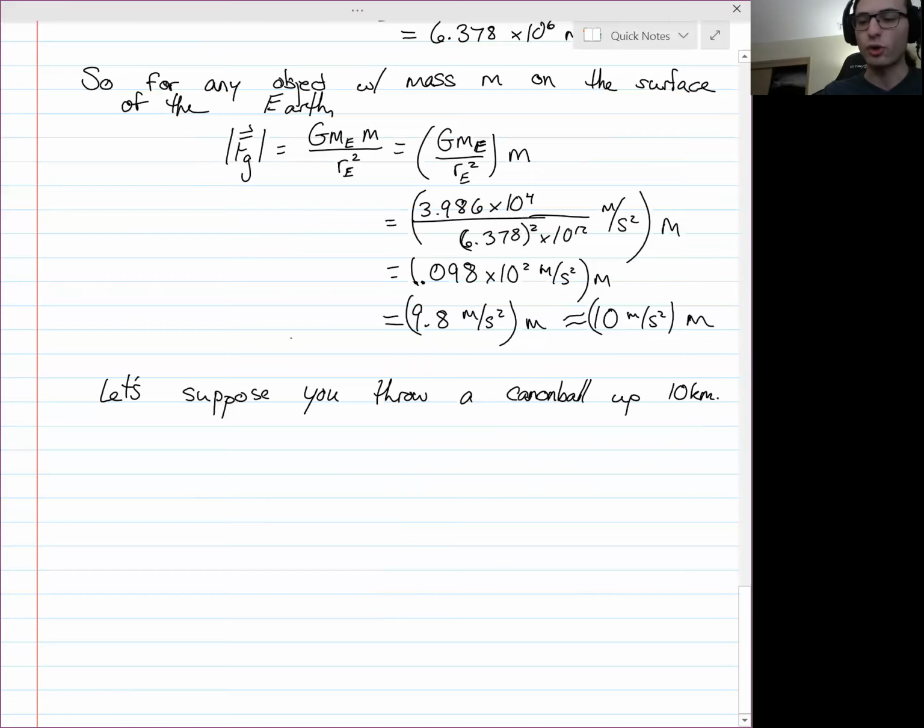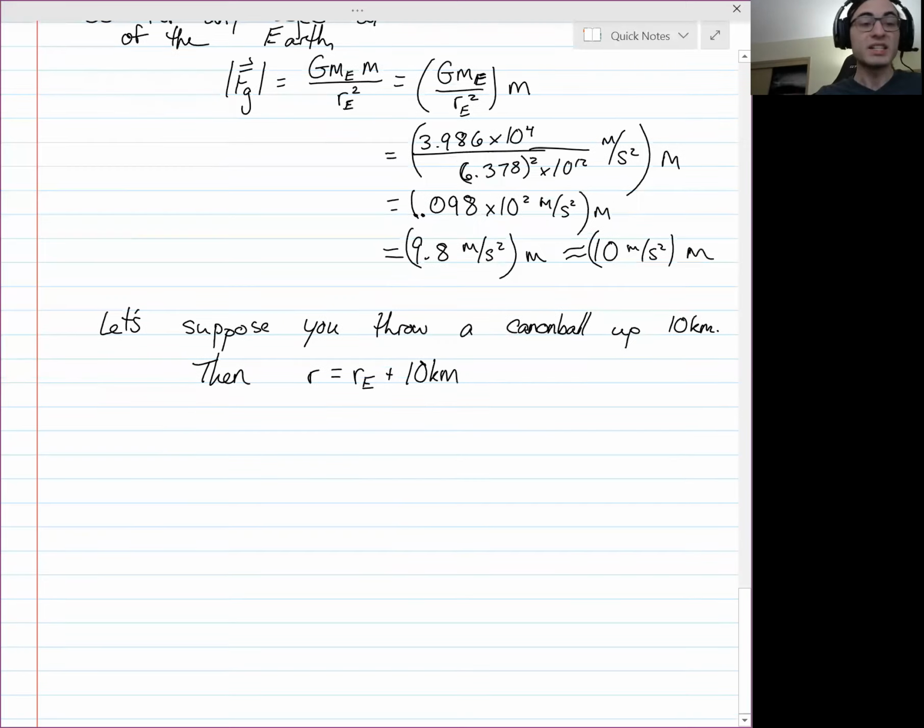So what does that mean for our formula? What do we plug in for the distance? Well, that means that the distance r is just the radius of the Earth plus 10 kilometers, right? It's 10 kilometers further away from the center of the Earth than the surface is. And so then you can plug in this value. It turns out that the magnitude of the force due to gravity is now 9.77 meters per second squared times g. And this is as opposed to 9.8.